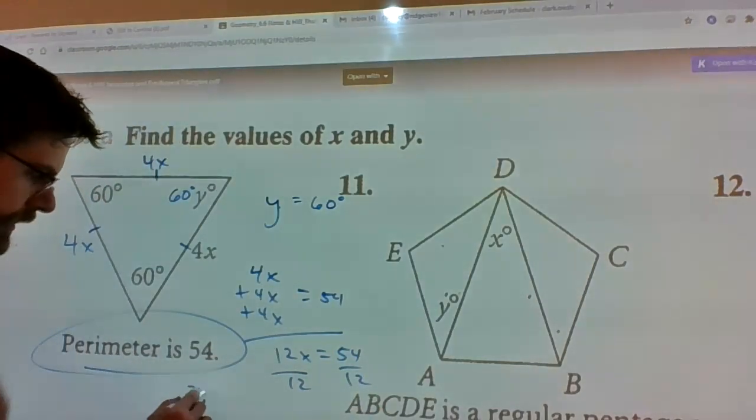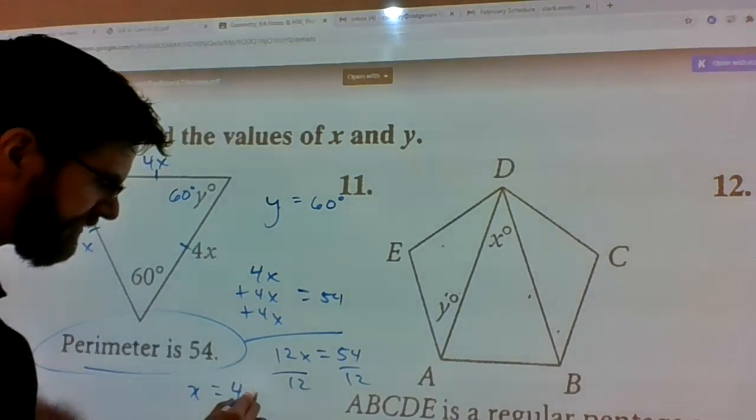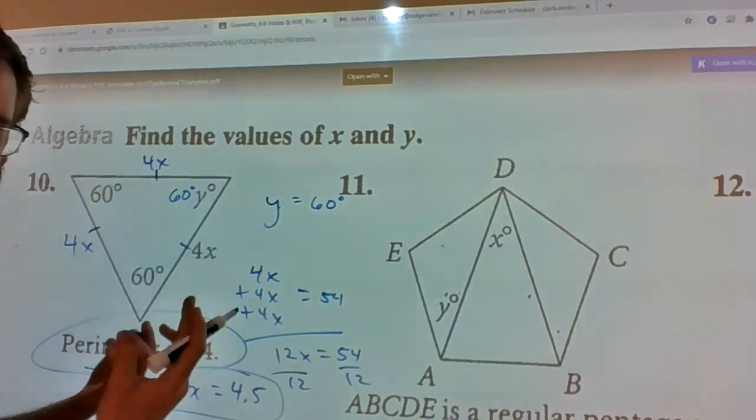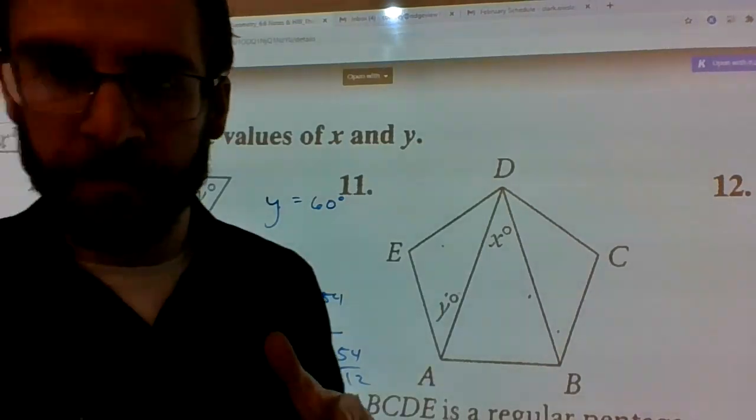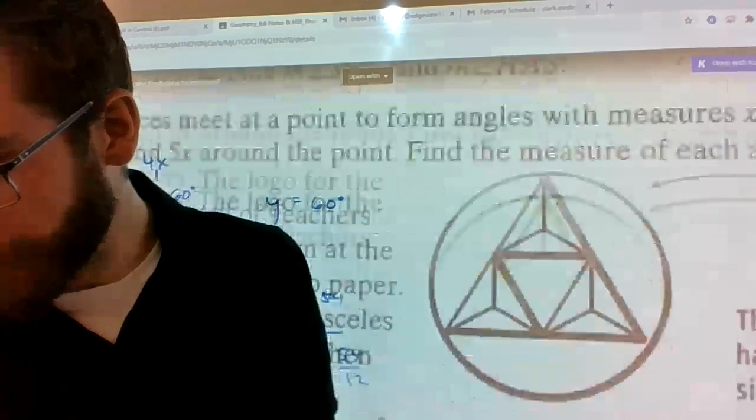The value of x, it's kind of a weird thing. It ends up being 4.5. But that's okay. You can get non-whole number values for things like perimeter. Awesome. Okay, what else do we got?